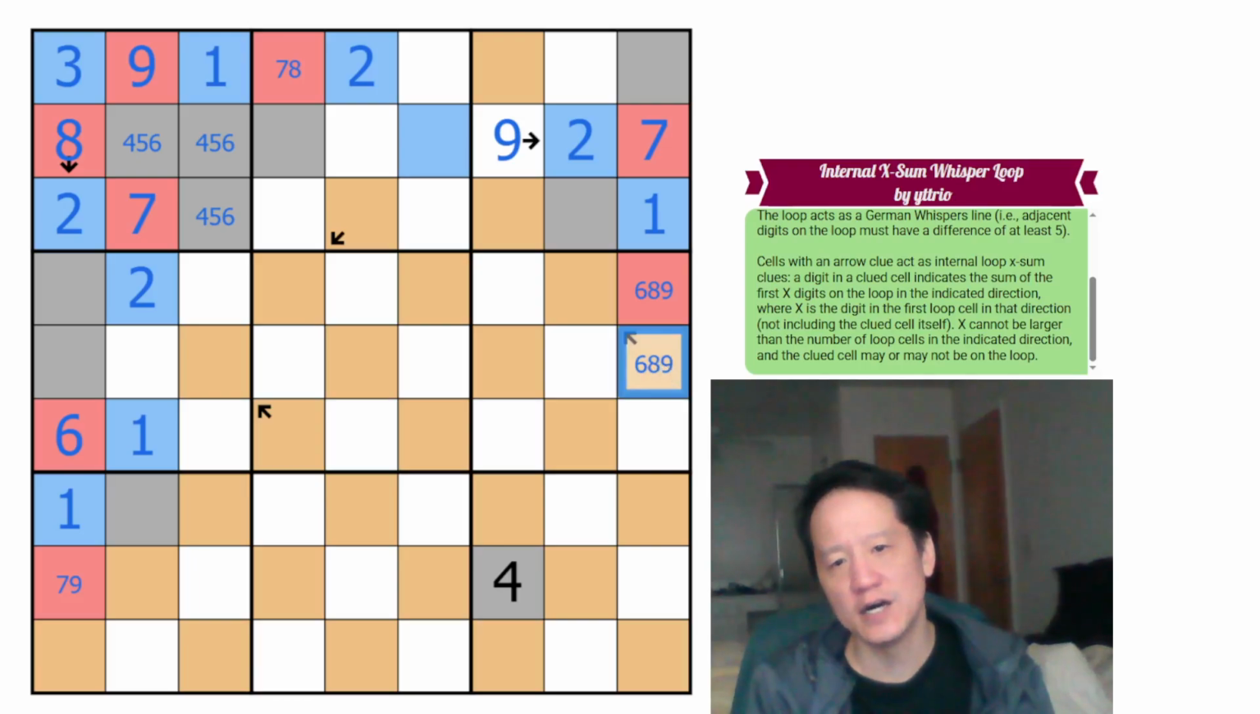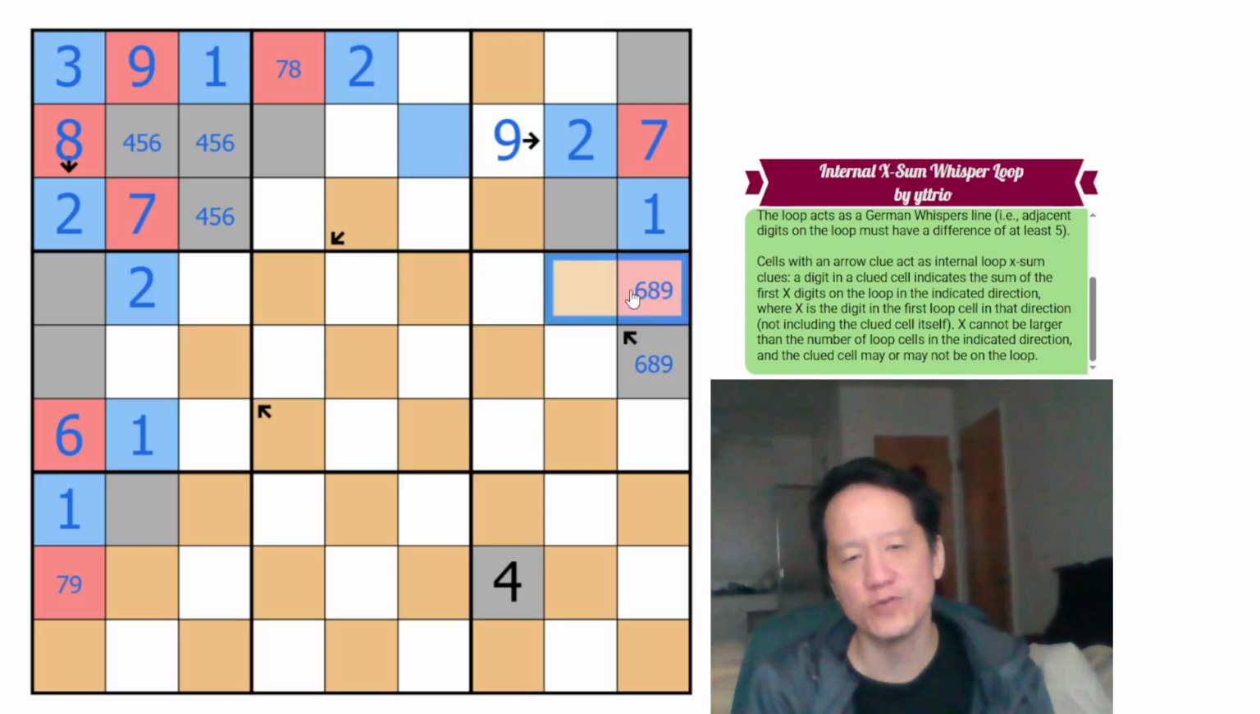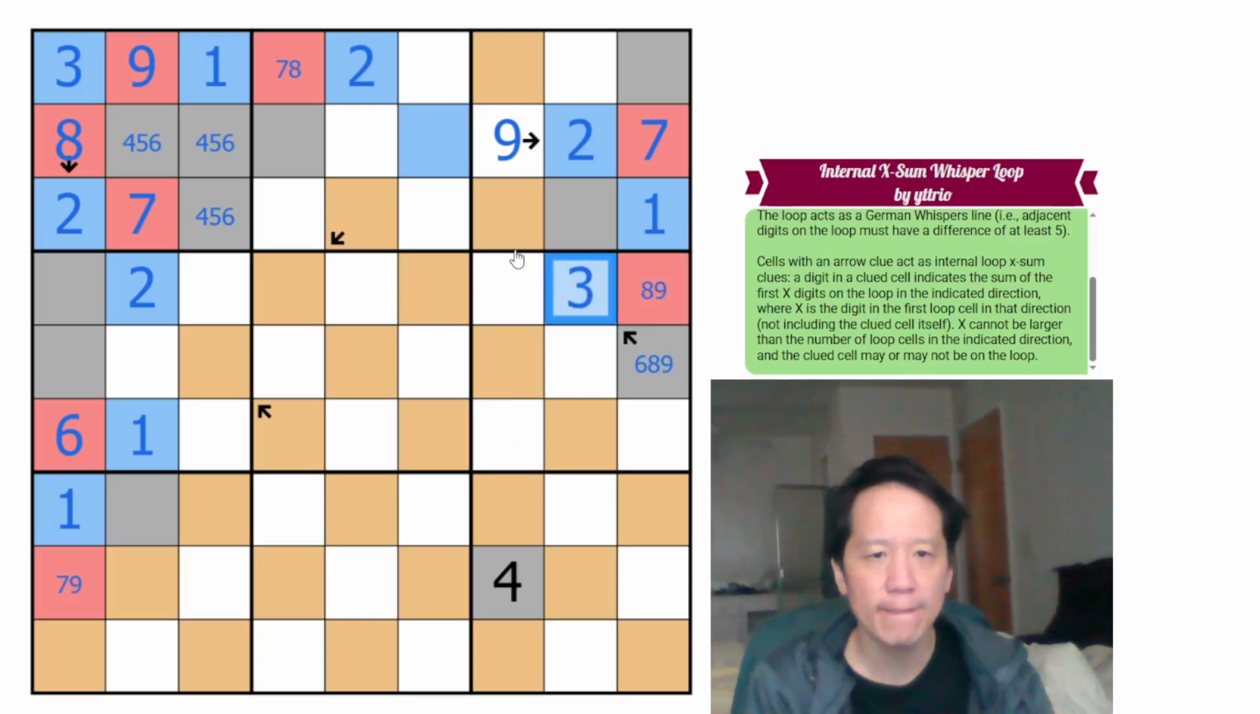So this is not on the loop, because it would have to be a low if it were on the loop. Therefore, this loop goes this way, which means this is a low, which means this has to be 3, because it must add up with 3 digits. Therefore, this has to be 8 or 9 here. This is on the loop. This is not on the loop because it would be touching itself then, if that were the case.